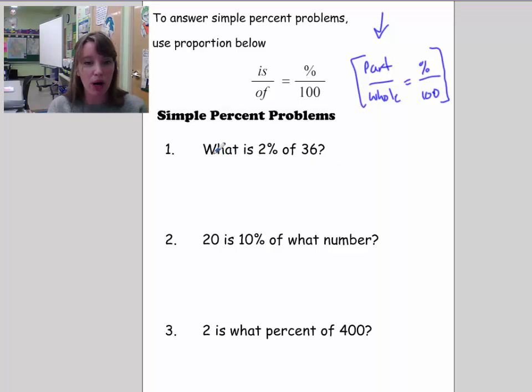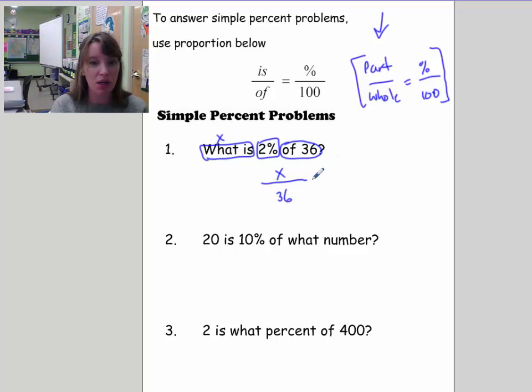All right, so what is 2% of 36? This is how you break it down. What is means that we're looking for the is portion. 2% means that we have this up here, and of 36 is your of portion. So is over of means that you have x over 36 is equal to 2 over 100. Once we put it into this format, we don't have to write the percent symbol, because we're actually creating a fraction here. 2% is 2 over 100, so I don't put the percent symbol anymore.